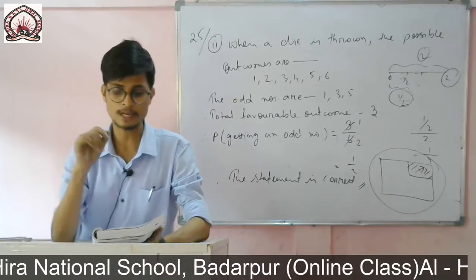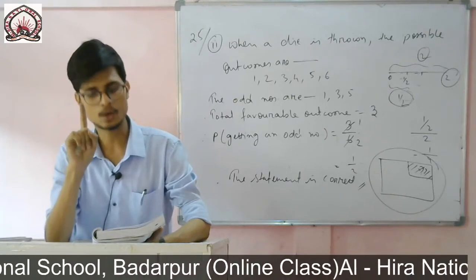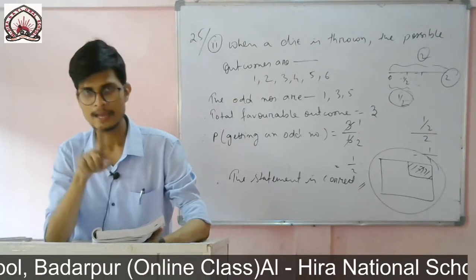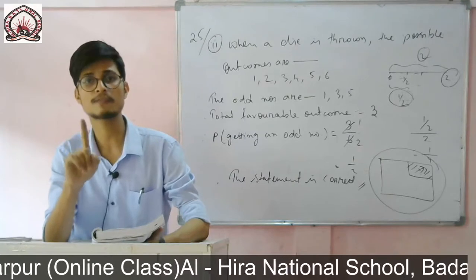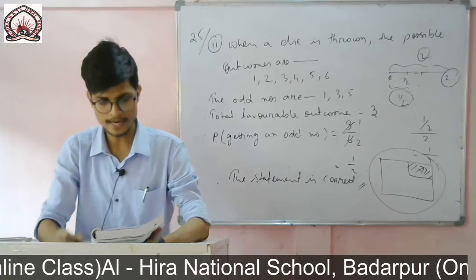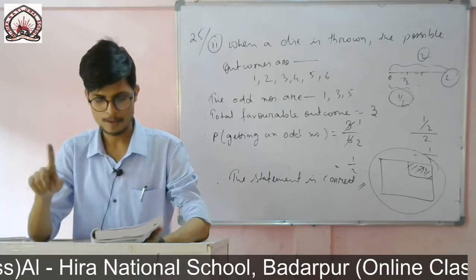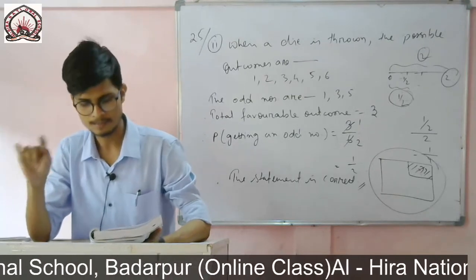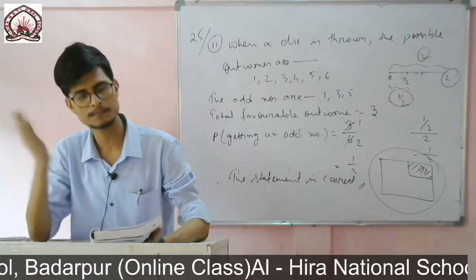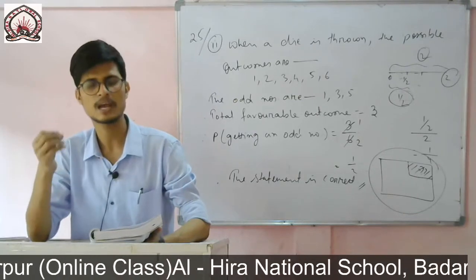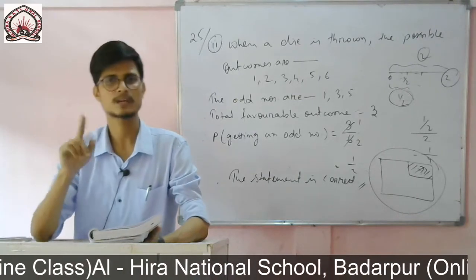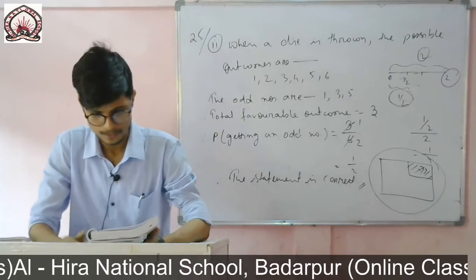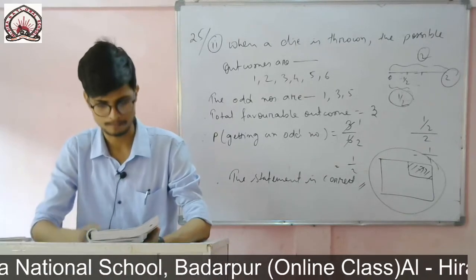Jimmy accepts only the shirts which are good. How many good shirts are there? 88. That means for Jimmy the favorable outcome will be 88. So therefore the probability that a shirt is acceptable to Jimmy is 88 by 100. That means 0.88, or you can cancel it by 2 and keep it in fraction also if you want, or if you find it in decimal, no problem.